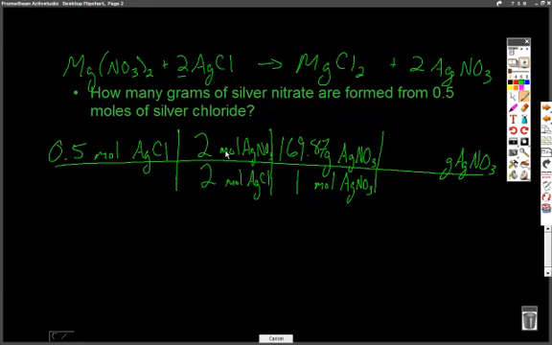and now all we have to do is the math here. And we get an answer of 84.94 grams of AgNO3. So that's how we solve that problem. Let's look at the last problem.